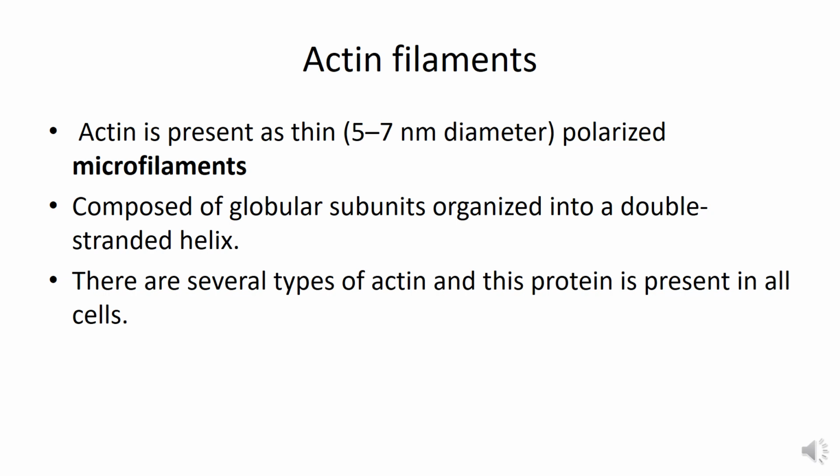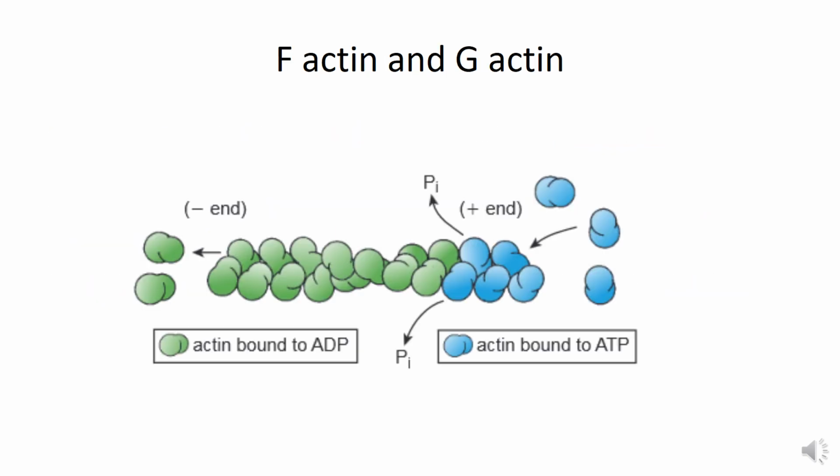Actin filaments. Actin filament is present as thin filaments, 5 to 7 nanometers in diameter, and they are also known as microfilaments. These are composed of globular subunits organized into a double-stranded helix. Now, there are several types of actins, and this protein is present in all types of cells. So the F-actin and G-actin. As I have told you, the G-actin molecules polymerize to form the filamentous actin, the double helical filaments, and they form the actin filament.